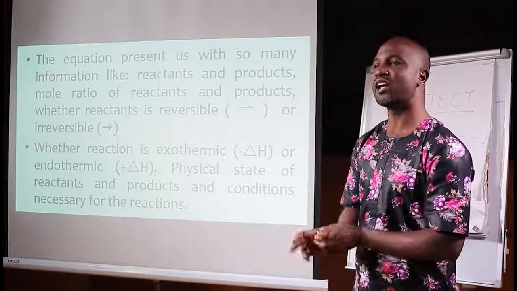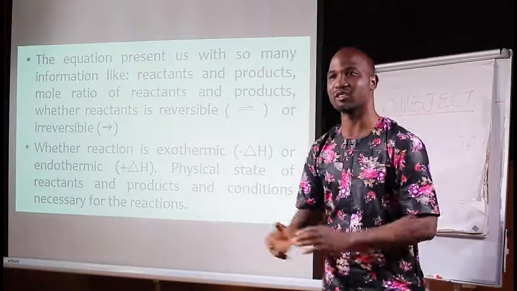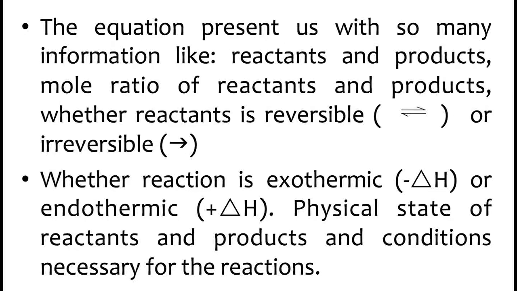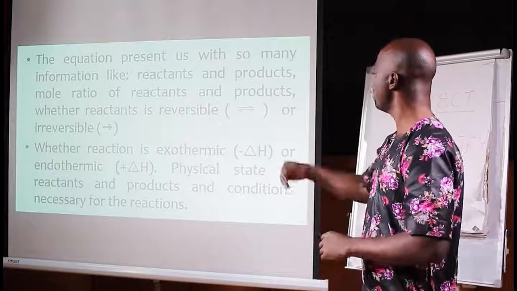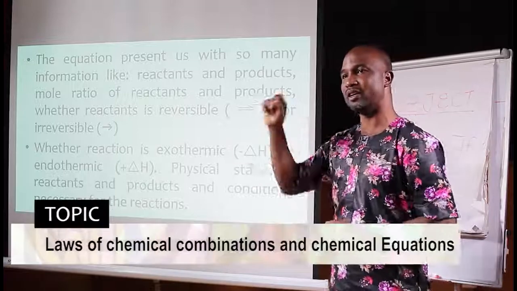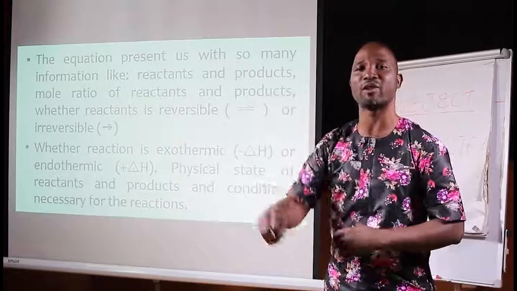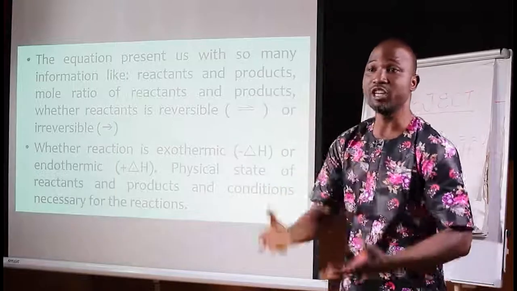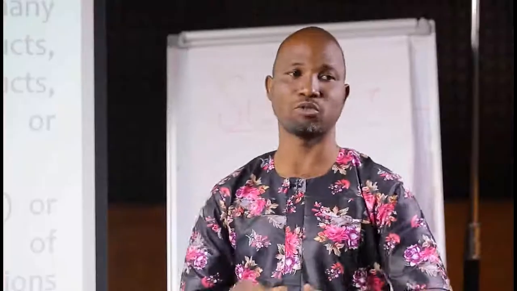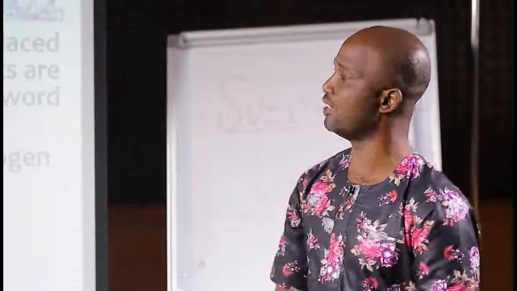The equation also tells us the physical state of reactant and product. As you can see, S is for solid, AQ is for aqueous, G is for gas, and L is for liquid. All this information and many more will tell us when we have an equation that is properly written. Of course, it will tell us the condition necessary for that reaction to occur, whether there is need for heat, whether there is a catalyst, and so on and so forth. As we proceed, you will see what we mean by this.